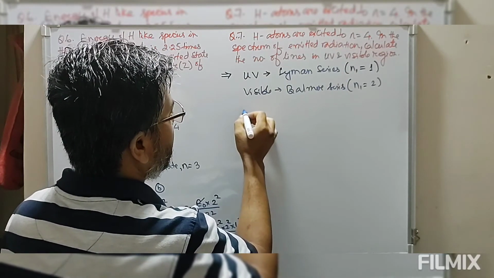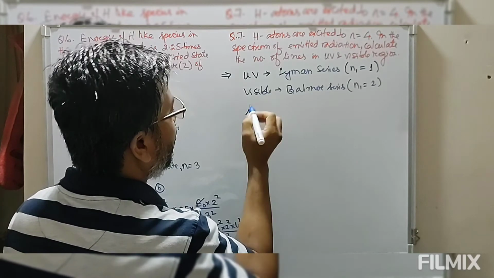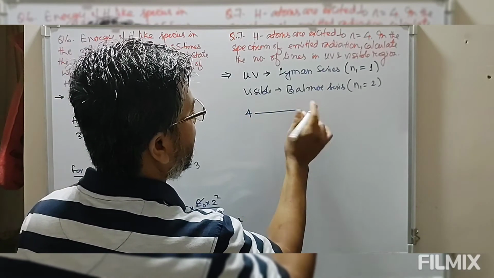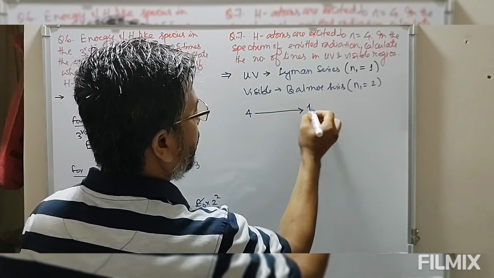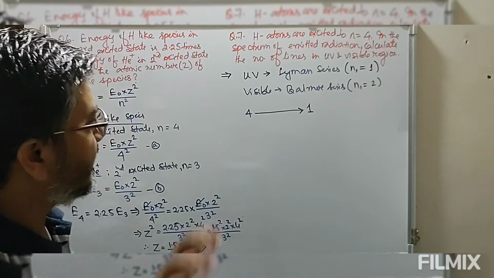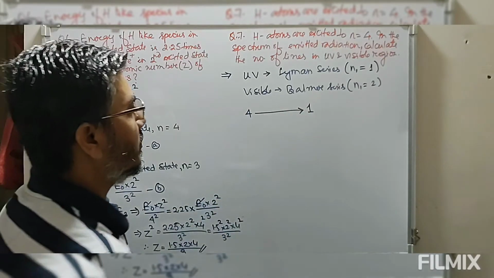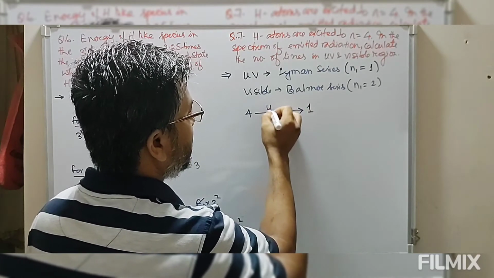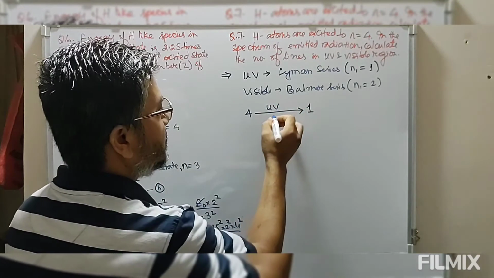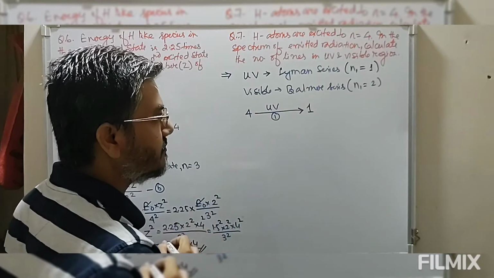So now look at this n2 = 4. We can have a direct jump from 4 to 1. So if the electron comes from 4 to 1, then we have one line, that is ultraviolet. So we will observe one line.